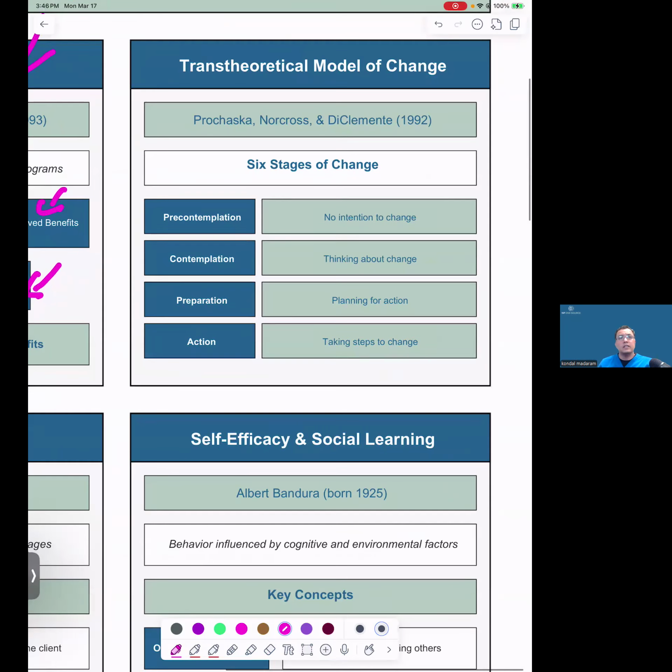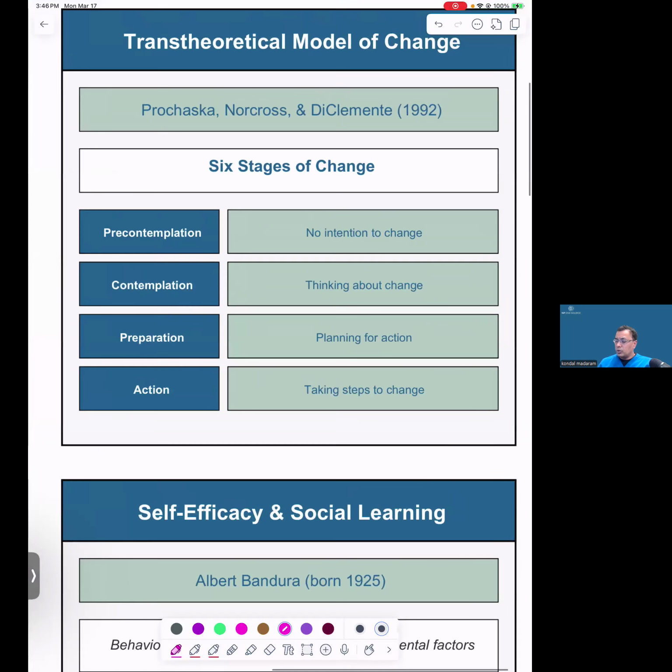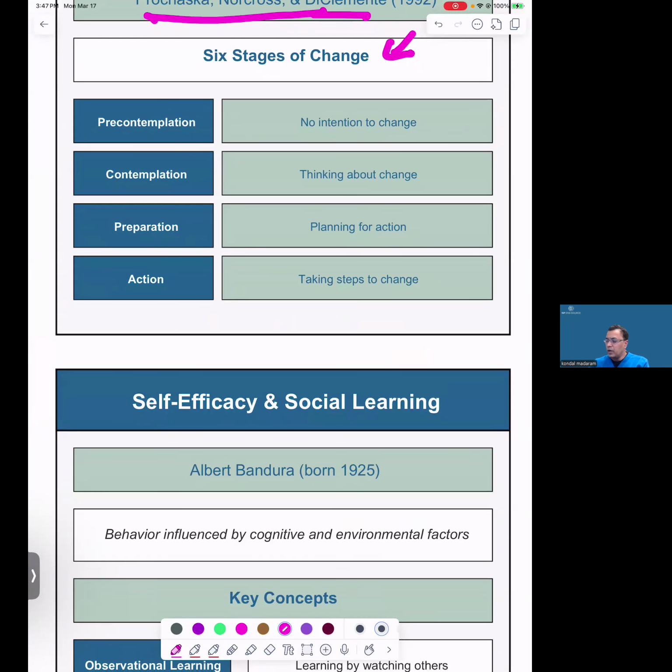Now, the transtheoretical model of change was described by Prochaska, Norcross, and DiClemente. There are 6 stages of change. One is pre-contemplation, where there's no intention to change. You can apply this in substance abuse. For example, you talk to somebody about wanting to cut down alcohol or stop drinking. They can be in different stages, so which stage is the patient in? That helps. Pre-contemplation means there is no intention to change. Contemplation means they are thinking about change. Preparation means they are planning for action. Action means taking steps to change.